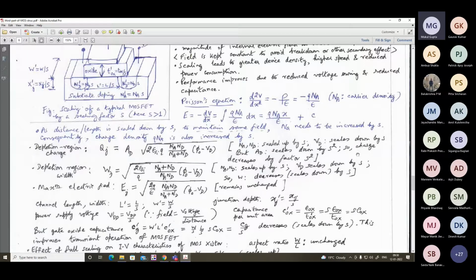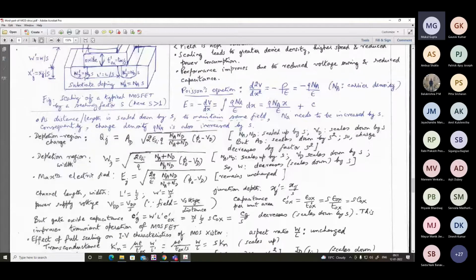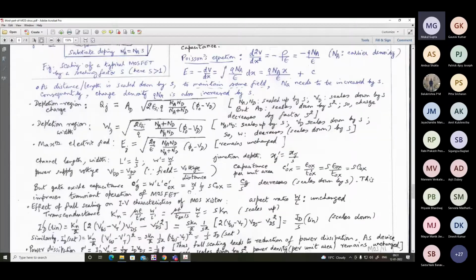In fact, I have written for your benefit. So charge decreases by a factor of S square. What about depletion region width? Within this there is no change, and it decreases by S. Why? Because it is Na plus Nd, this singly, this quadratically. So this becomes S square, and this is S by S cube, it becomes 1 by S square. As it comes out of the root, it becomes 1 by S. So the depletion region becomes smaller by a factor of S. Maximum electric field remains unchanged. So you can verify all this.